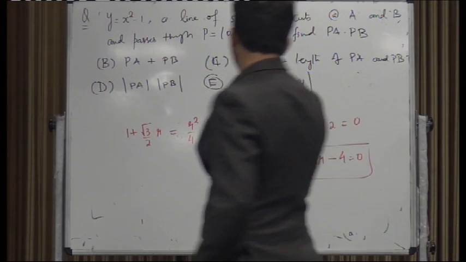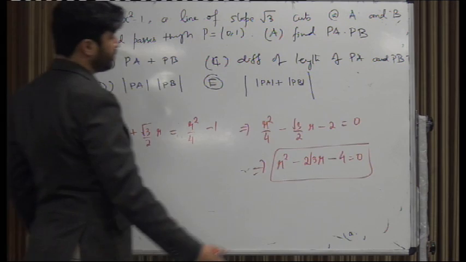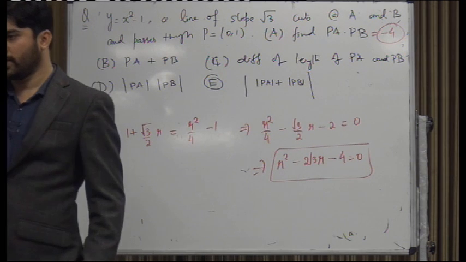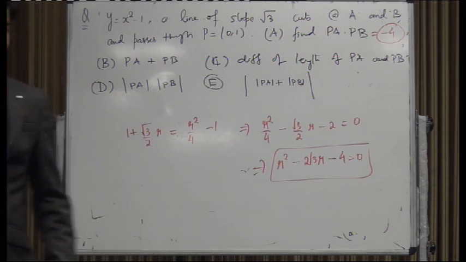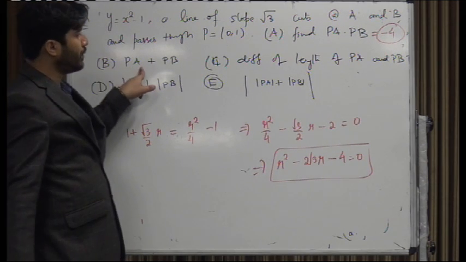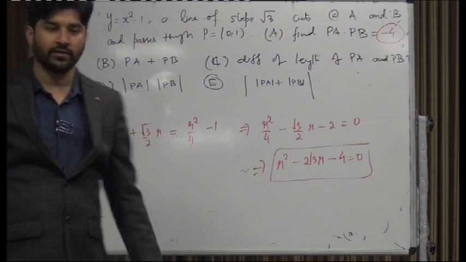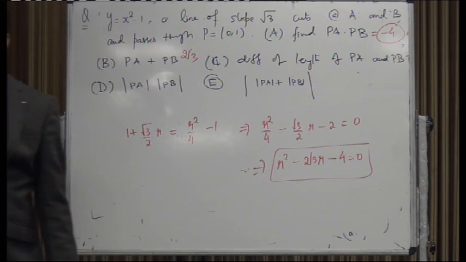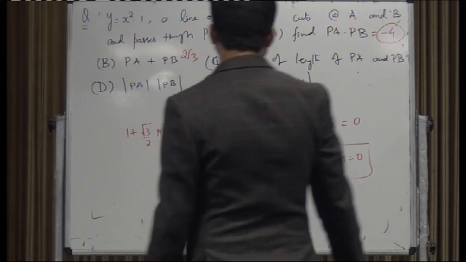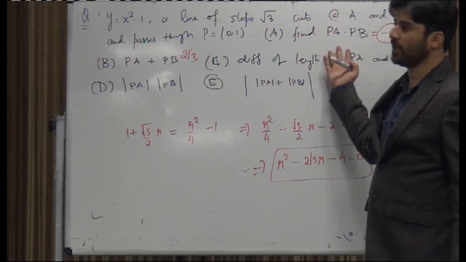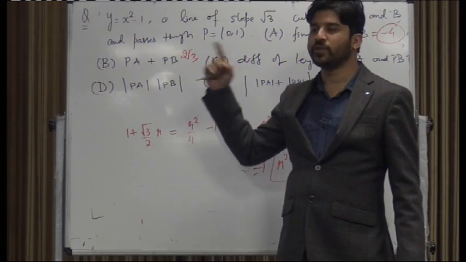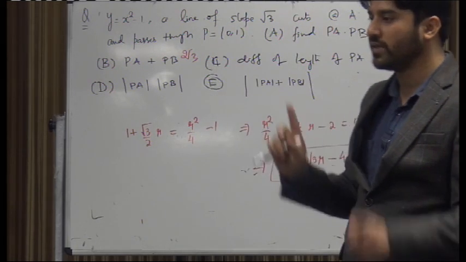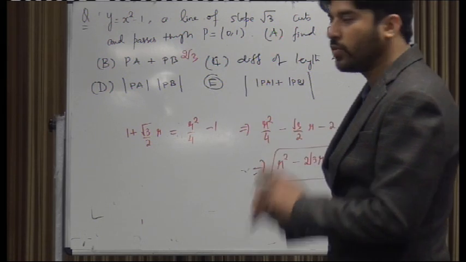Now PA into PB gives you minus 4, which means they are of opposite sign. एक PA उधर की तरफ है और एक PB इधर की तरफ है, right? Now PA plus PB is nothing but R1 plus R2, right? What is that? 2 root 3, minus B by A. तो इसका मतलब क्या हुआ? They are of opposite sign, but the sum is positive, which means the positive one is bigger than the smaller one. Then only the net sum is positive.